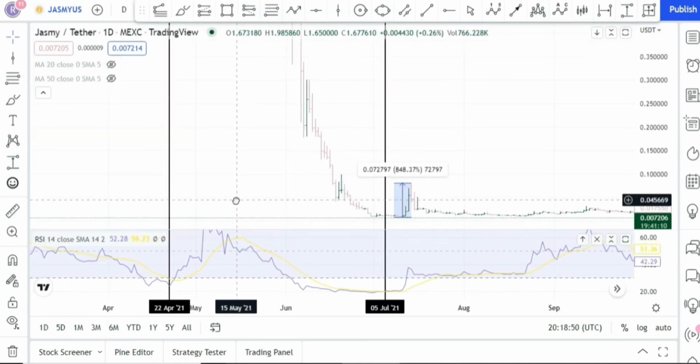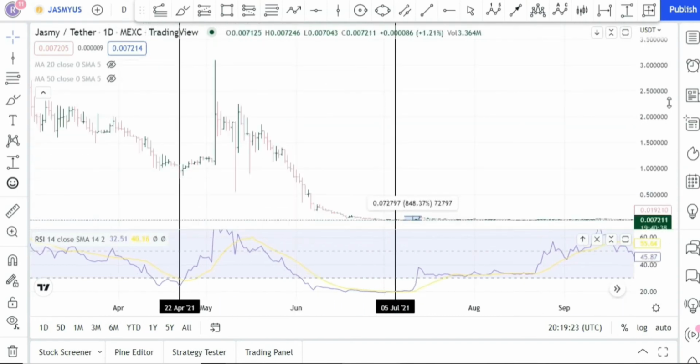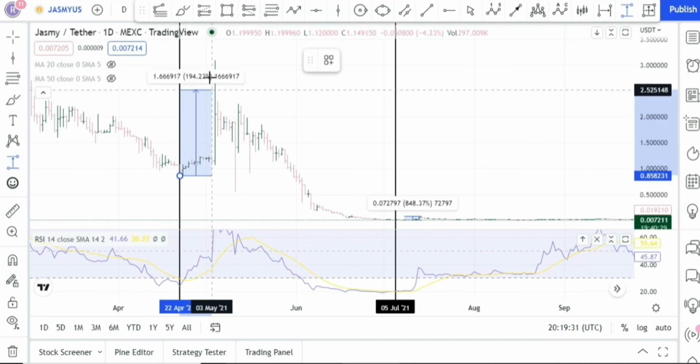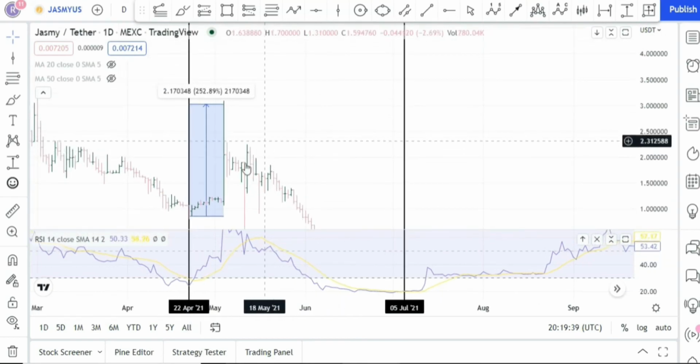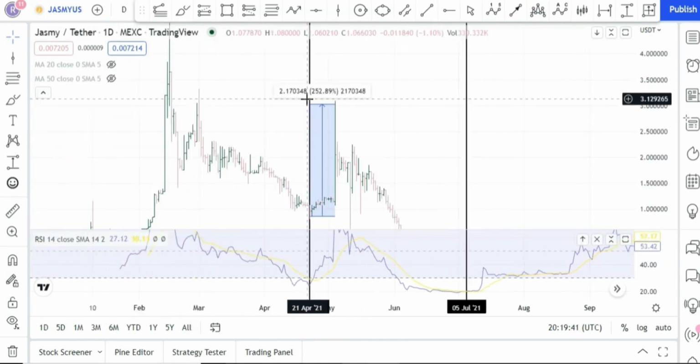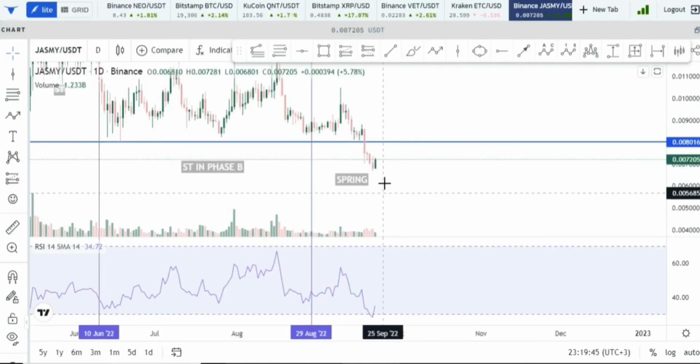I mean, I'm not saying we're going to get an 800% pump from the Jasmy price, but already you can kind of have an idea of what we could be headed for on the Jasmy price chart in the immediate short term, right? So lastly, the last time we were oversold on the Jasmy price chart was 22 April 2021, and from that we had a 250% pump. So yeah, fingers crossed we are going to have the same thing on the Jasmy price chart.